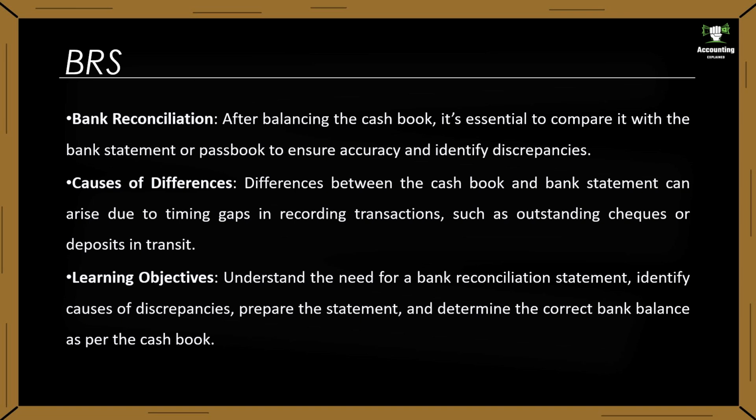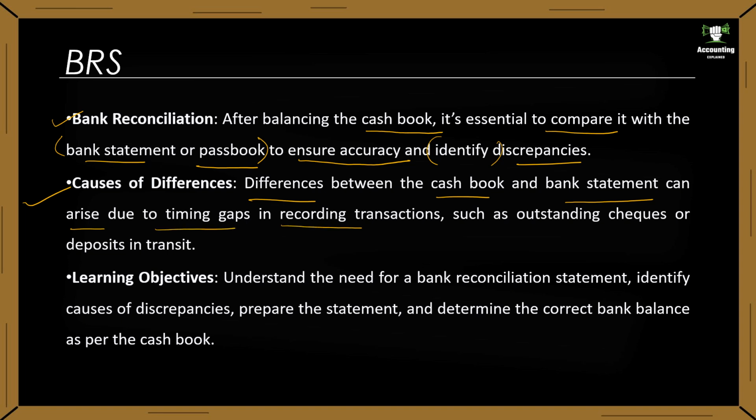Let's see when a bank reconciliation statement has to be prepared. After balancing the cash book, at the end of the month or end of the year, it is essential to compare it with the bank statement or passbook to ensure accuracy, and if there are any differences, identify the discrepancies. Causes of differences: differences between the cash book and the bank statement can arise due to timing gaps in recording transactions, such as outstanding checks or deposits in transit.